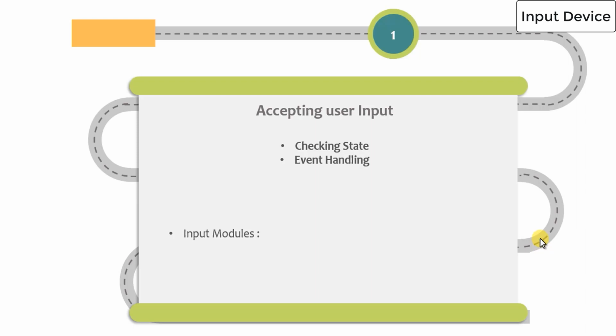Now there are different input modules like keyboard, mouse and joystick. So with the help of these three devices, we will take the input from the user and then we will take the required action. Now let's see what are the different modules, what are the different functions and events which are present for keyboard, mouse and joystick.